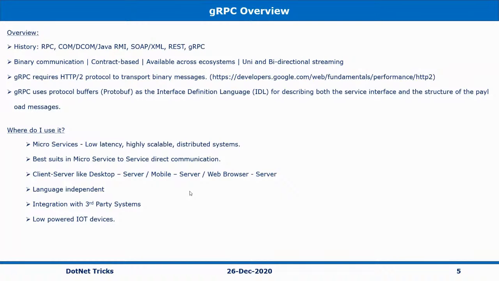We'll see this. So the simple question is, where do I use it? In any microservices where you need low latency and highly scalable distributed systems. And also in microservice to microservice communication, that means we have one microservice hosted in one data center and another microservice hosted in another data center, and they want to talk to each other. In those kinds of scenarios it suits best. And also any client server, desktop or web applications.